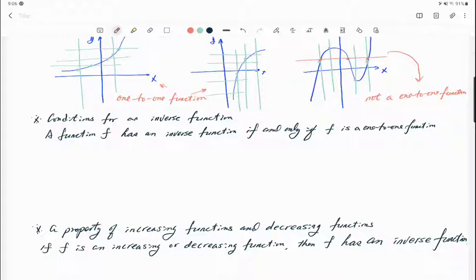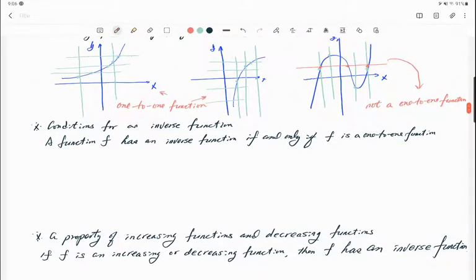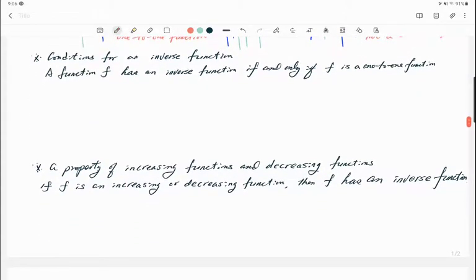So if it's a one-to-one function, then the function has an inverse function. Then the inverse is also a function. There is an inverse function always for a one-to-one function. It's a really simple definition. Okay, a property of increasing functions and decreasing functions.